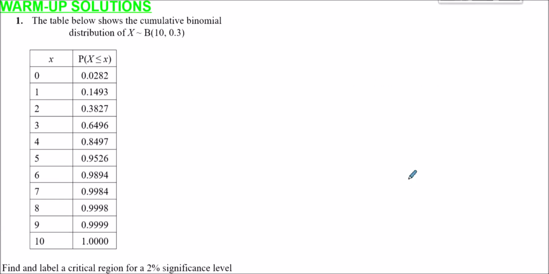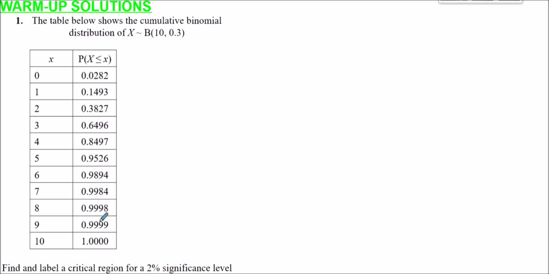For question 1, we're given this distribution, which is binomially distributed, 10 trials, probability of success 0.3. We need to find and label a critical region for a 2% significance level. If you look at the lower tail, already we're above 2%, because 0.0282 is above 0.02. And so our significance level can't be down here. It must be up at the higher end.